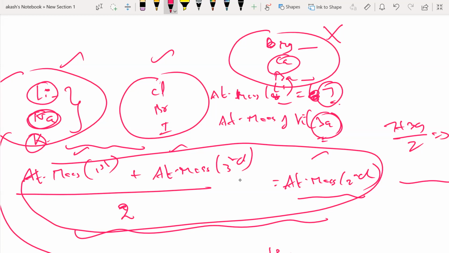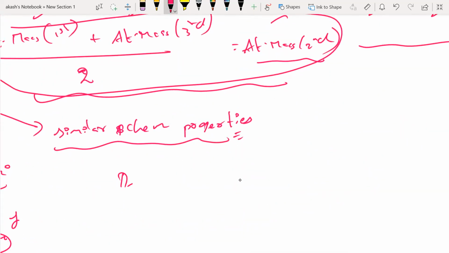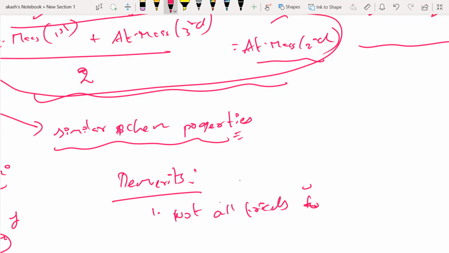So this is what is called Dobereiner's triad. So we understand what the demerits are, what the problems with this are. The first one was that not all triads were following the law of triads.